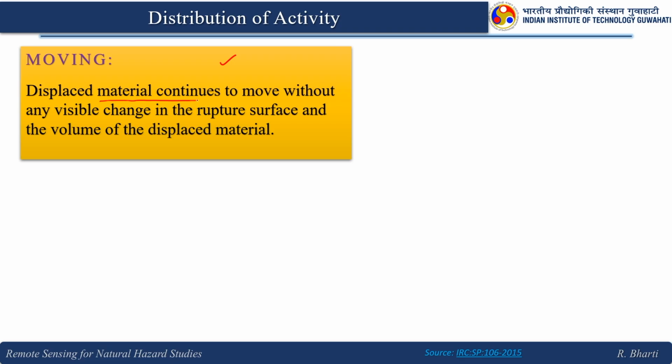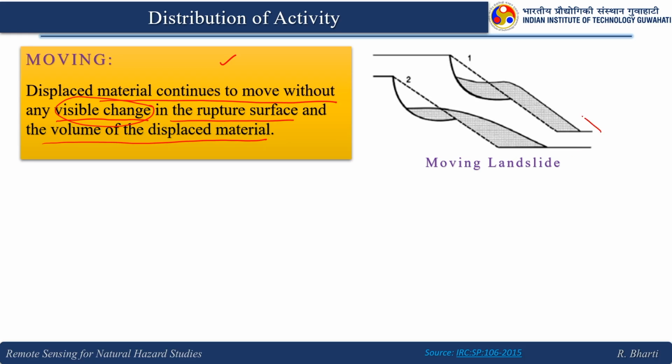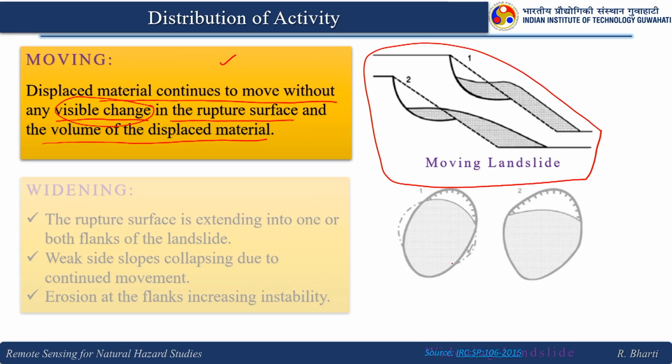Now comes the moving. Displaced material continues to move without any visible change in the rupture surface and the volume of the displaced material. So, without any visible change. So, here you can see this is the case of moving landslide.